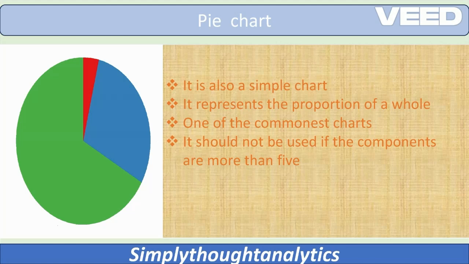If you have categories that are more than 5, don't use pie chart. Pie chart is best used when the categories are between probably 2 and 4, because if the categories are too many, it is going to affect the comprehension of the chart.